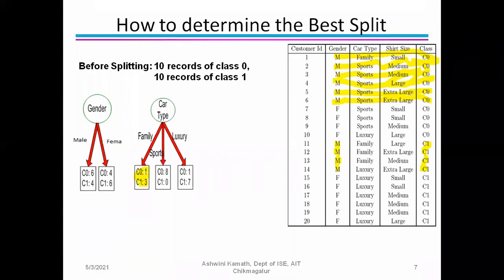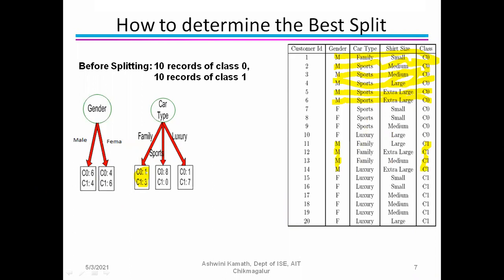Okay, you can just check with the table. For family, we have the C0 value, that is the first value. Up to this point, we don't have any family car type, that is up to 10. After that, we have 1, 2, and 3. We have 3 family values for C1. This is how we have to check.